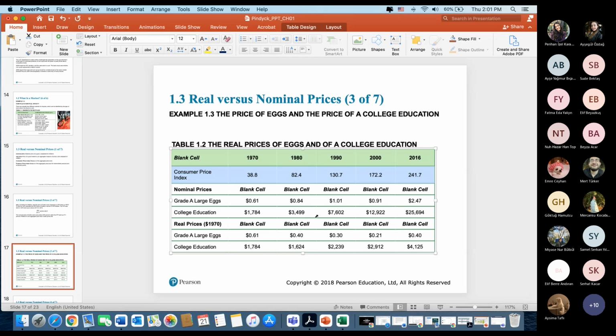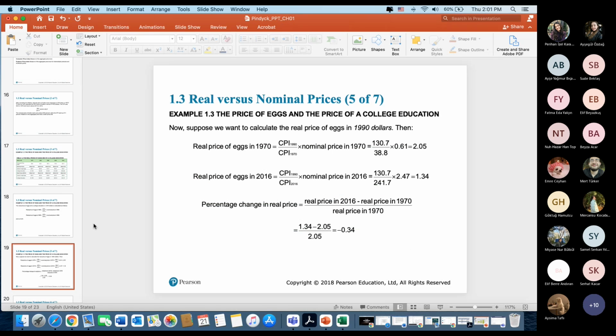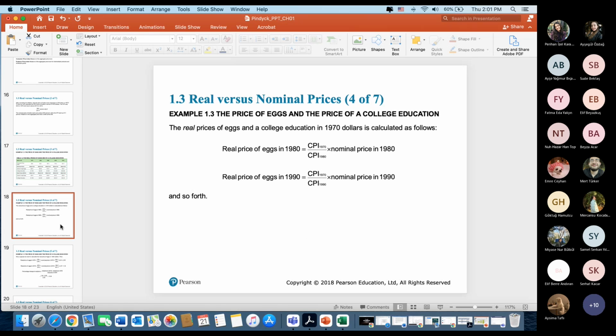and the real prices, the college education, and the A grade, okay, you'll see, and it is for the 1970s. You see how it increases? It is because of the inflation, of course. And the real versus nominal prices. How we calculate it, we are going to solve questions next week so you will understand better.